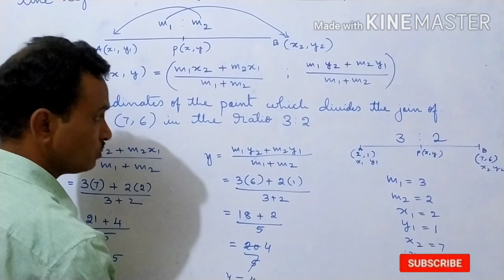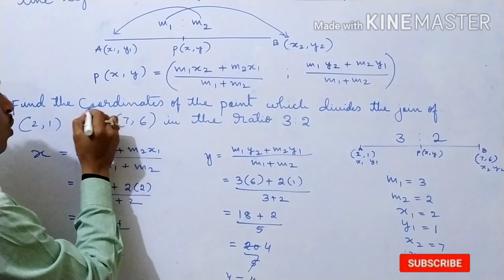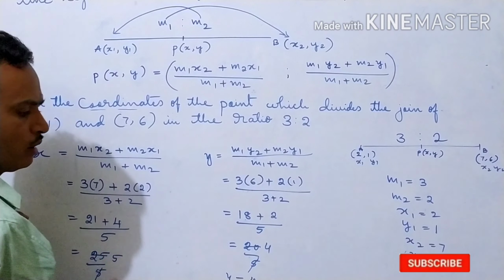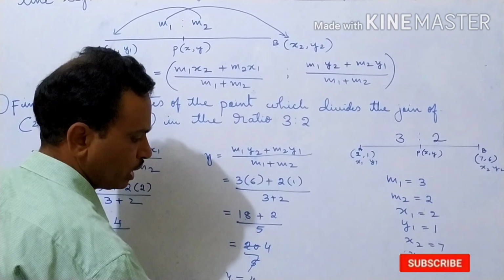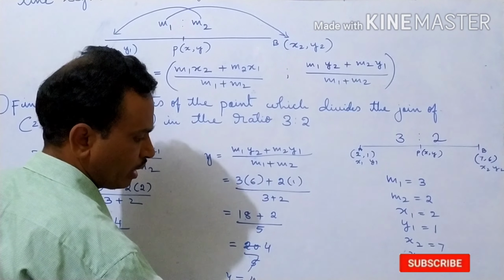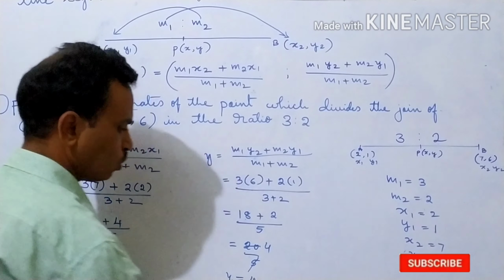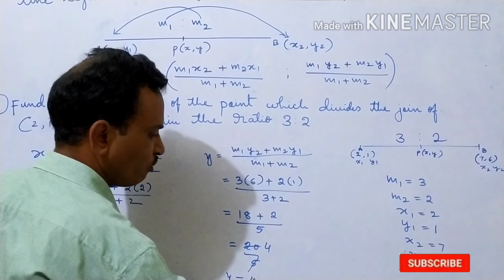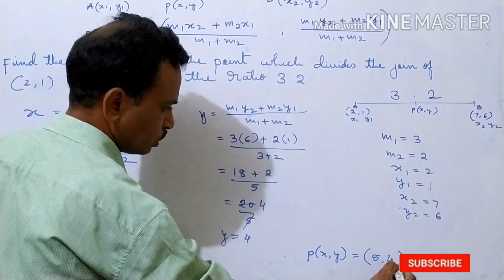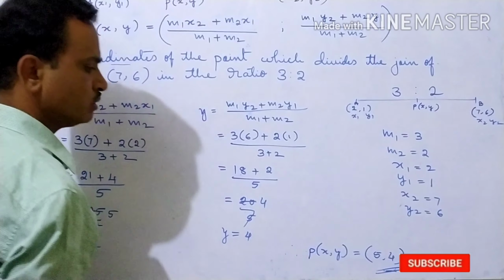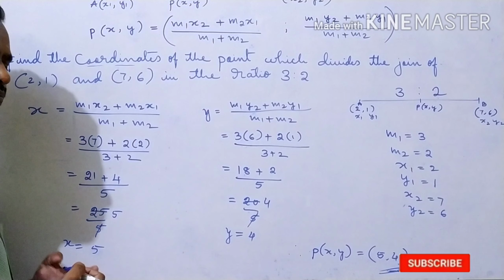Therefore, what should we find here? The coordinates of the point. Now the coordinates of the point, here we took P. P(x, y) is equal to, what x value did we get here? 5. Then what is the y value? 4. So this is the answer for this question. Okay.